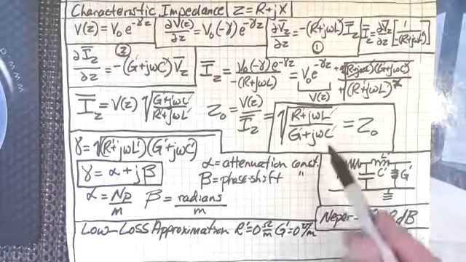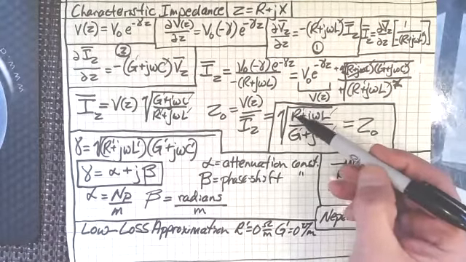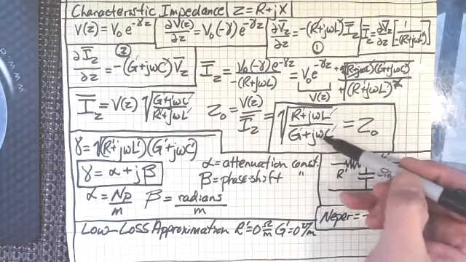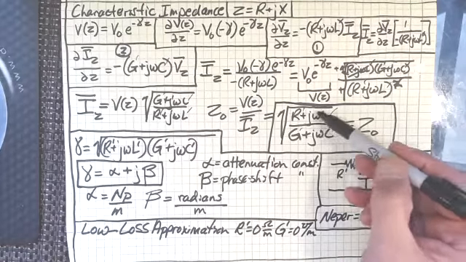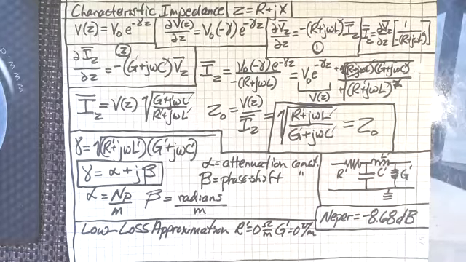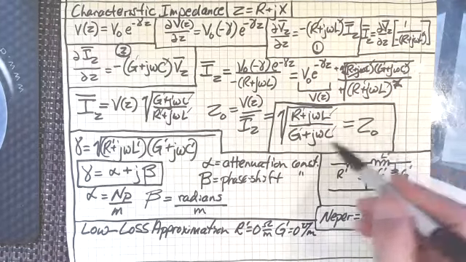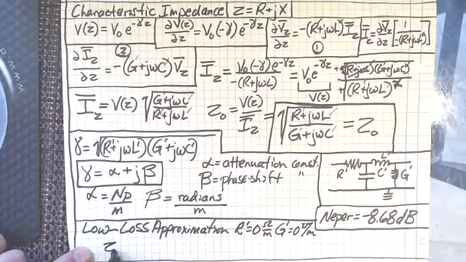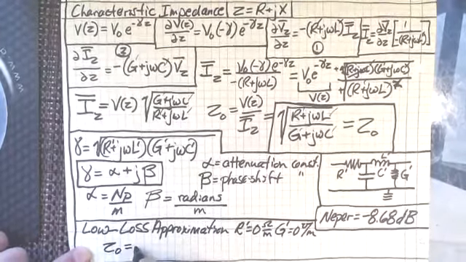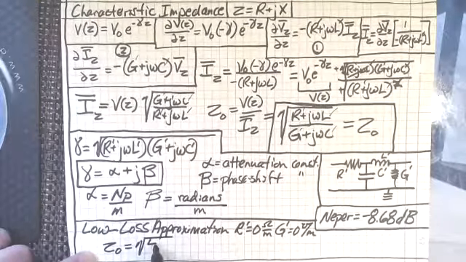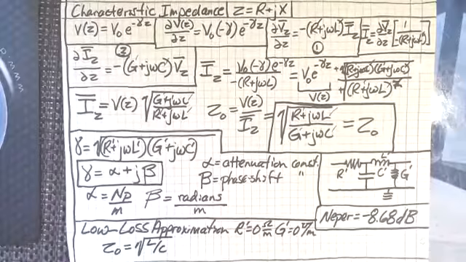And if you do that and you look at the equations, well, if that's 0 and that's 0, then I've got j omega L divided by j omega C, and the j omegas cancel out, so I've just got the square root of L over C. Does everybody see that? And so that's where, with the low loss approximation, Z0 becomes the square root of L over C, okay?